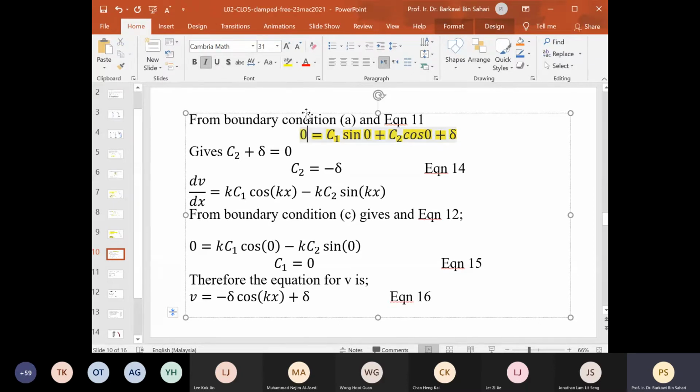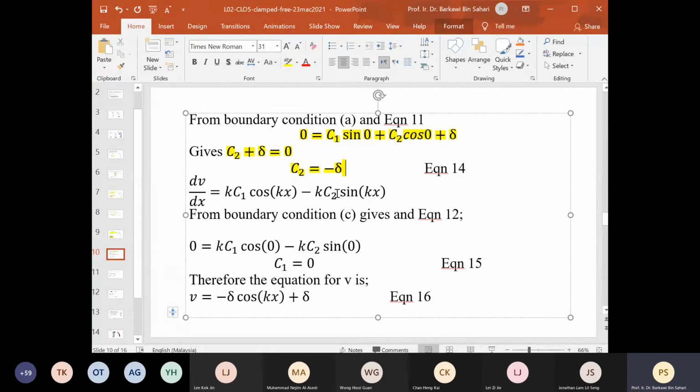And then when x equal to 0, we have sine kx is sine 0, cos kx is cos 0, plus delta. Now sine 0 is of course 0, cos 0 is 1. So we have C2 plus delta equal to 0. This gives us C2 equal to minus delta. Okay, so there's one constant solved.